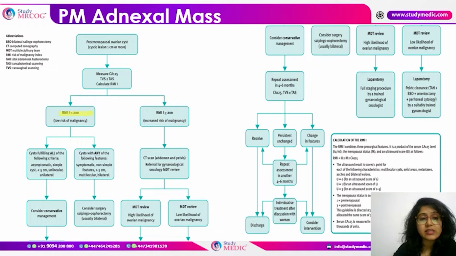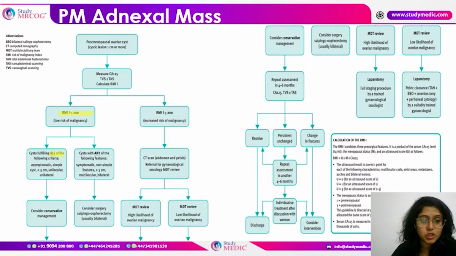If the cyst is fulfilling all of the following criteria, that is, it is asymptomatic, simple, less than 5 centimeter, unilocular and unilateral, then you can consider conservative management. If any of the criteria is not fulfilled, then you may need to consider her for surgery. Accordingly, if she is on conservative management, you need to repeat the assessment in 4 to 6 months to note down the size of the cyst. If it has resolved, then you can discharge the patient. If it is persistent and unchanged, then again you need to reassess in another 4 to 6 months and then individualize the treatment.